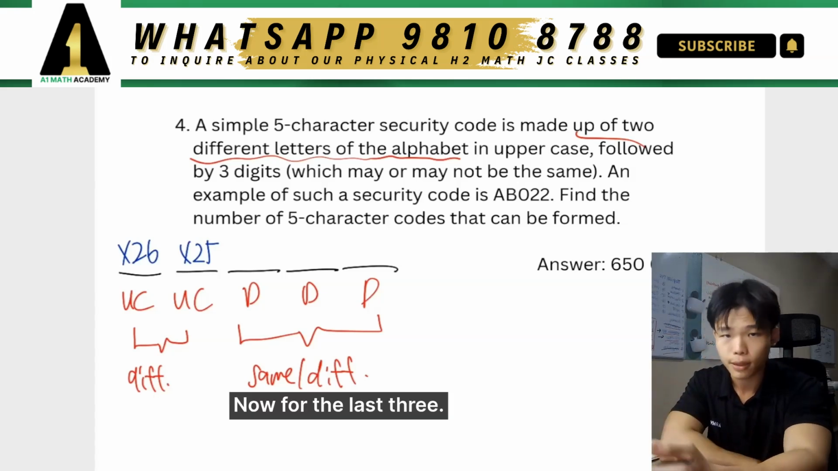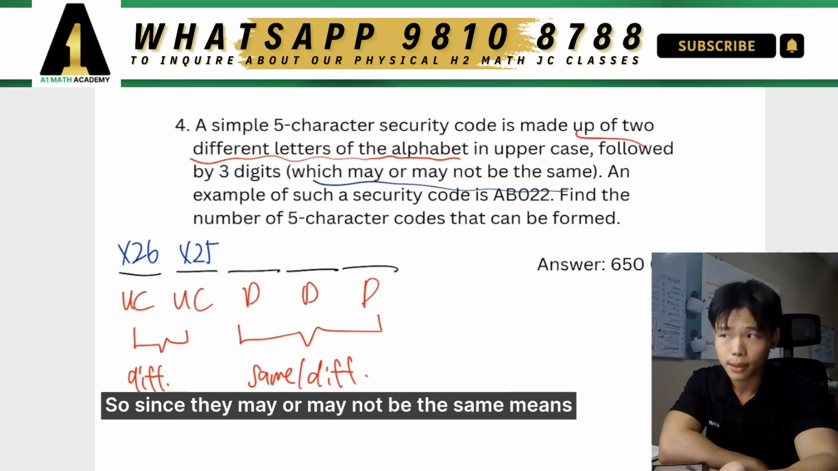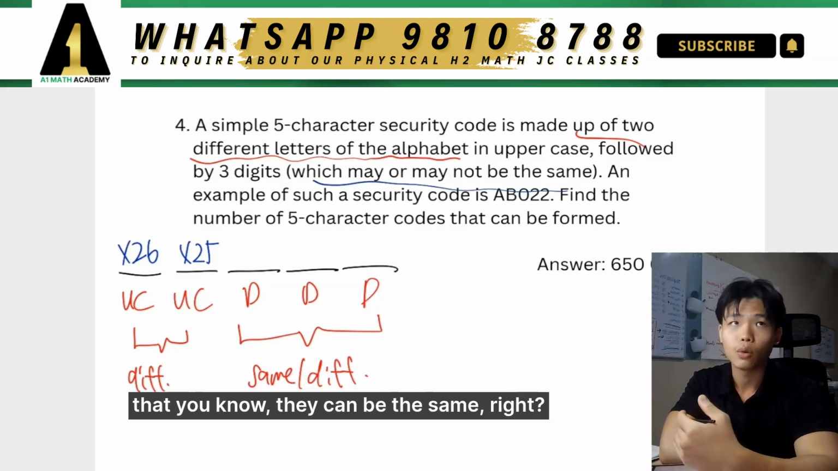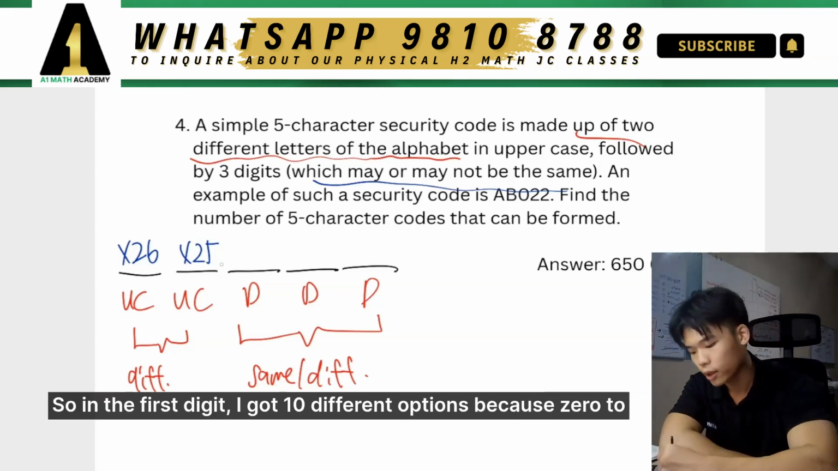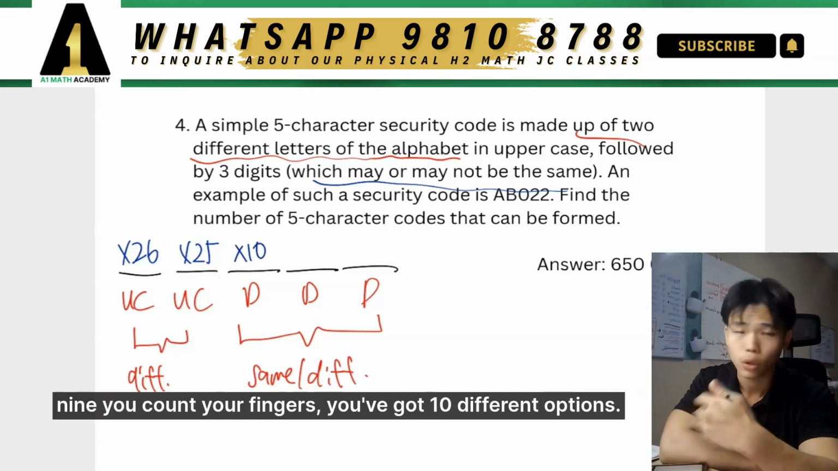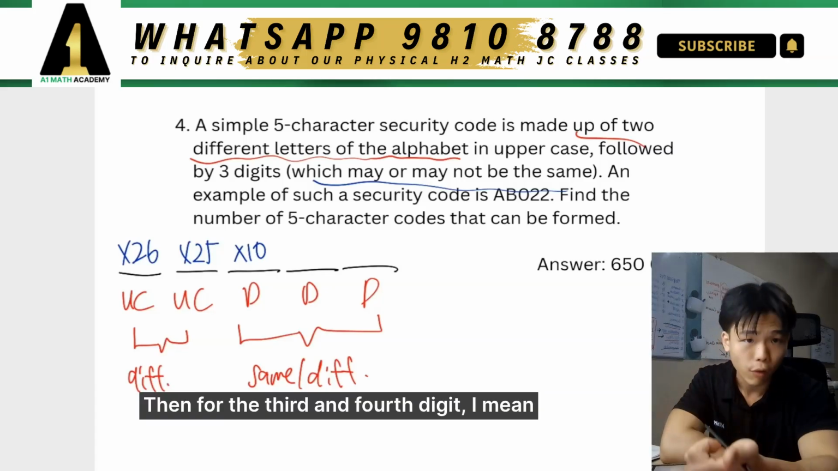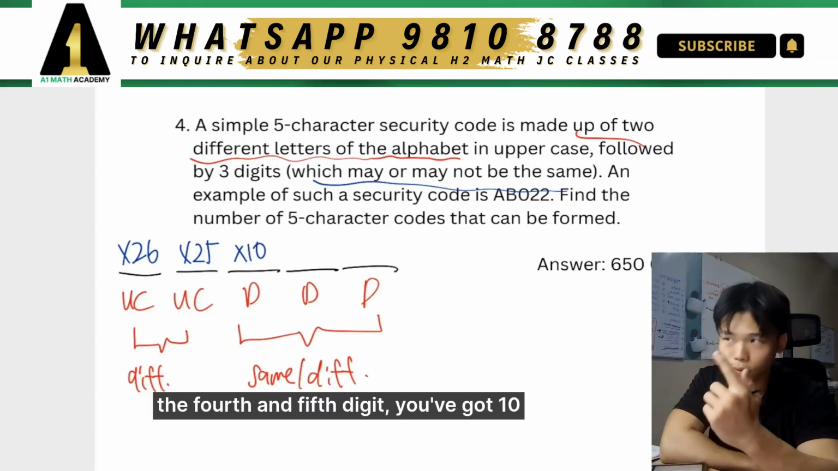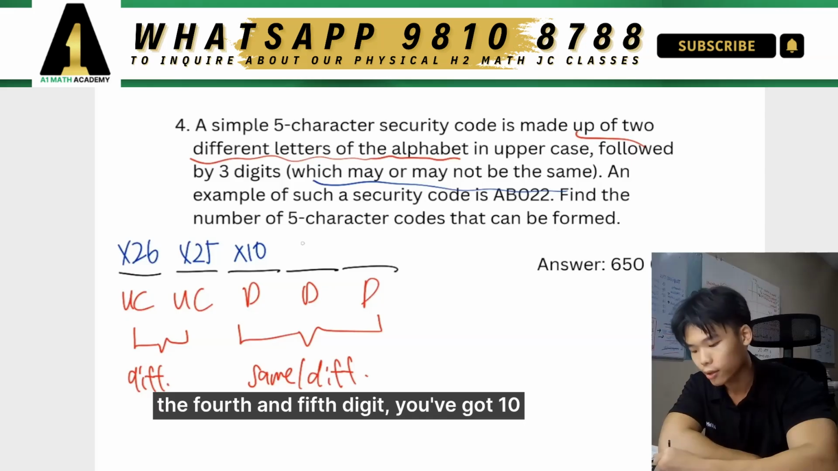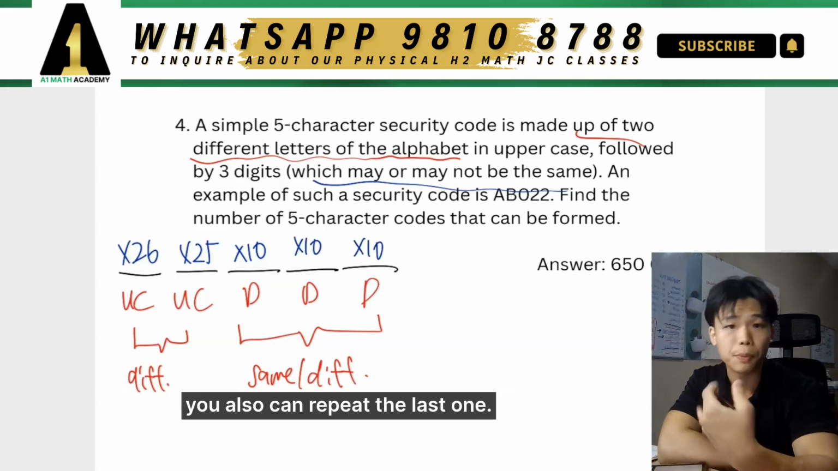Now for the last three, they may or may not be the same. So since they may or may not be the same, it means that they can be the same, right? So in the first digit, I got 10 different options because 0 to 9, if you count your fingers, you've got 10 different options. Then for the next digit, you got 10 options again because you can repeat. And then last but not least, over here, you also can repeat the last one.